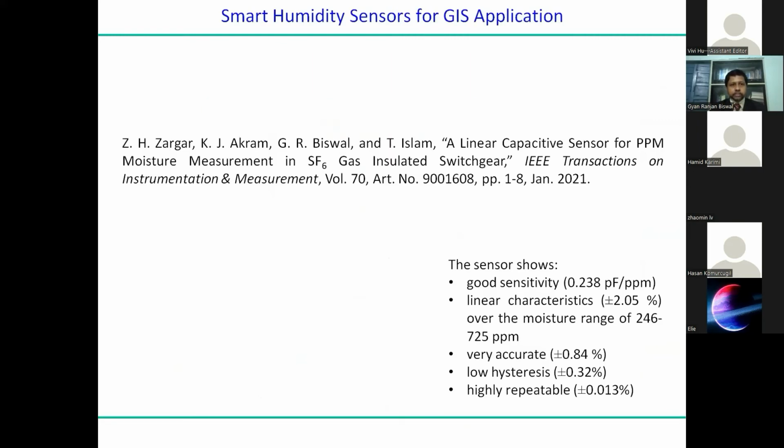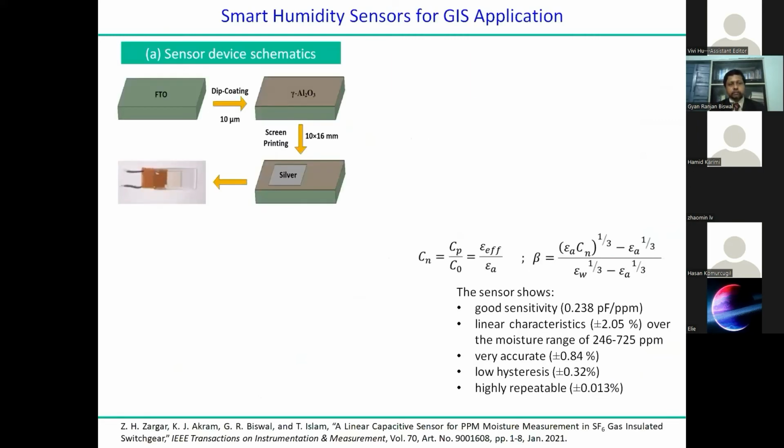We have also developed a couple of relative humidity sensors, both inorganic and organic. In one combination we use FTO and gamma Al2O3 as the sensing material.